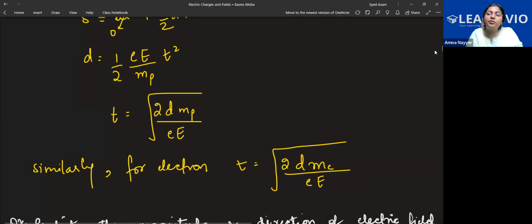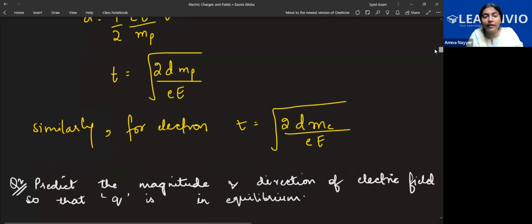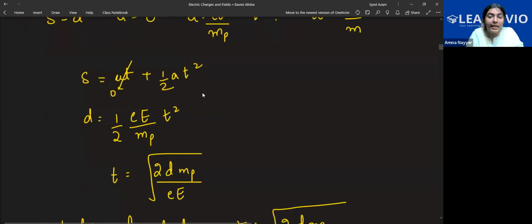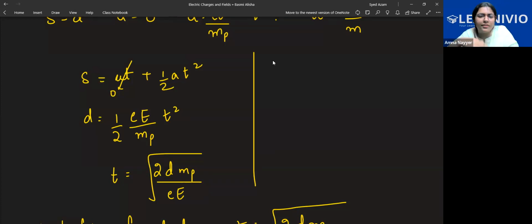Now, there is one more type of question that comes from this only. Instead of asking you directly the time, it can ask something else. One question was there which came in your board exams: if this was a race where electron and protons are moving, who will win the race? So basically you have to find out which will take a lesser time. So what do you think? Both will take the same time, right?